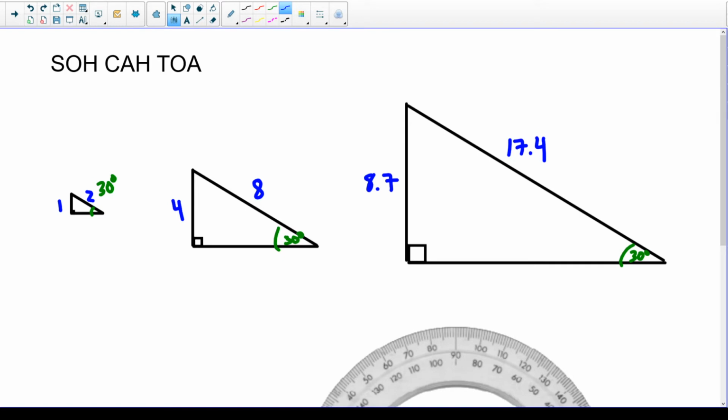Now, Sohcahtoa, I'm hoping you've heard that acronym before. It's just a way of remembering which ratio you use based on the two sides that are given to you. There's the sine ratio, the cosine ratio, and the tangent ratio. Now, I want to make sure you understand what that word means. What do I mean when I say ratio?